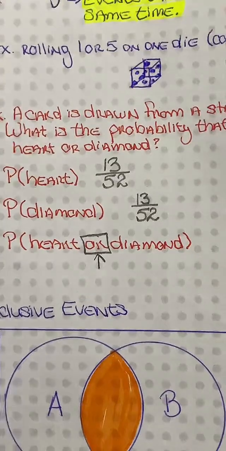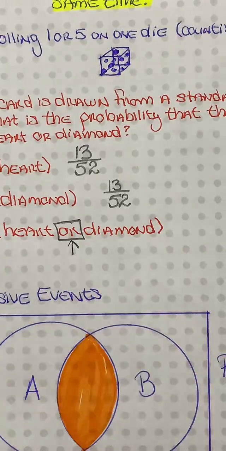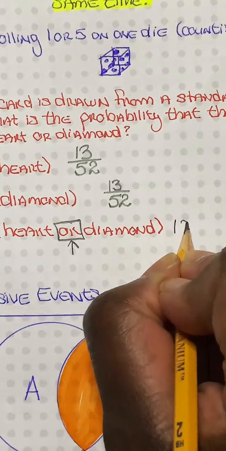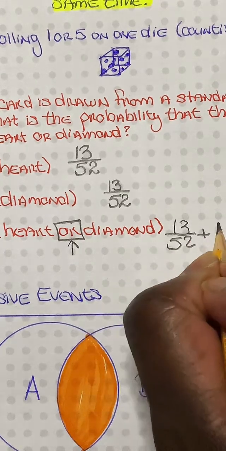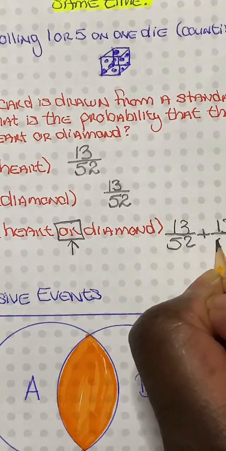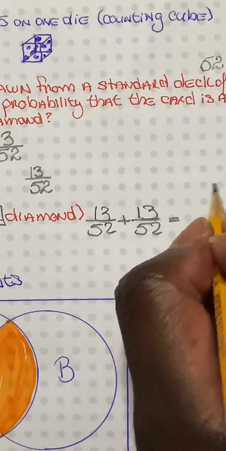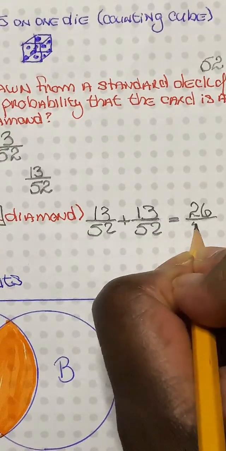So if I want to find the probability of hearts or diamonds, that means I'm going to take my 13 out of 52 plus my 13 out of 52, and that's going to give me my 26 out of 52.